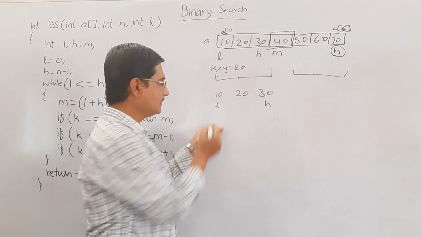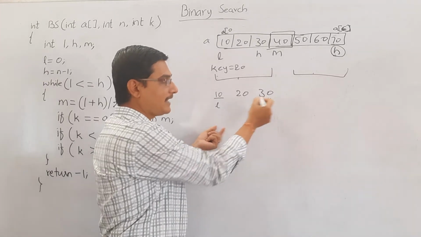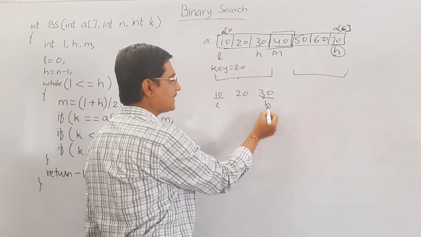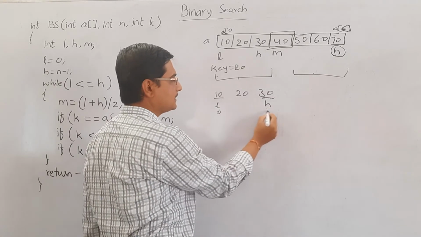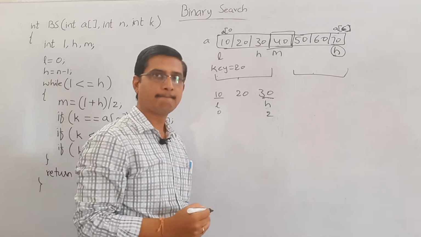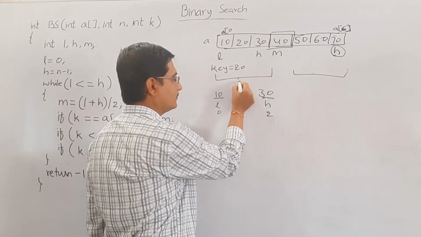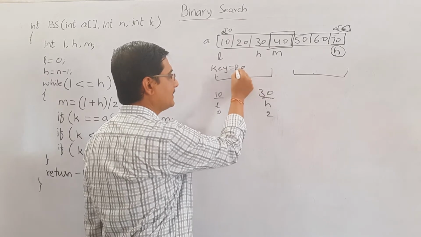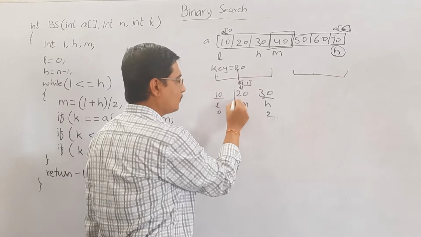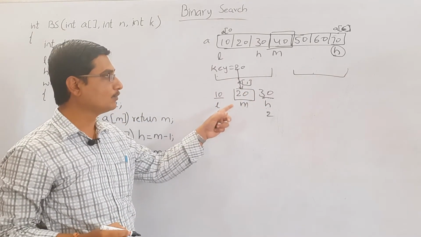Now low is the first element, high is the mid minus 1th element, right? So low plus high divided by 2, that is 0 plus 2 divided by 2, that is 1. So this is A of 1, and key is matched with this element, which is the middle element. So in only two iterations, we have got the element which we want to find.